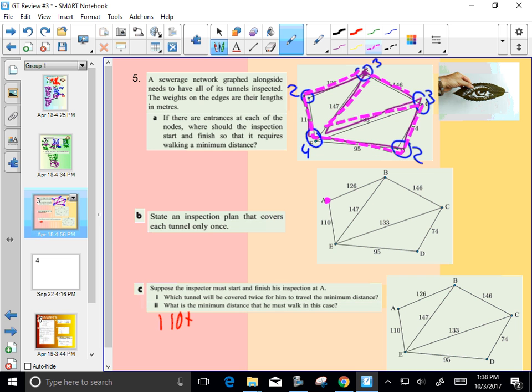So what I would do is I would just add all those up. 110 plus 126 plus 146 plus 74 plus 95 plus 147 plus 133. And then using your new math skills, just add 146 a second time, and that should give you 977.